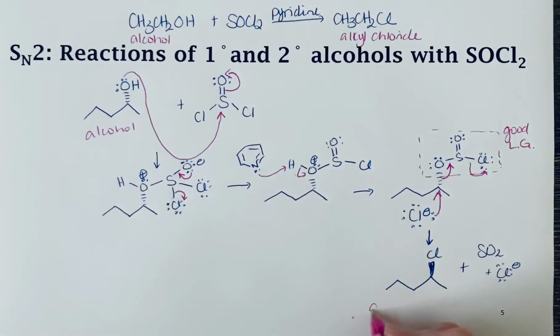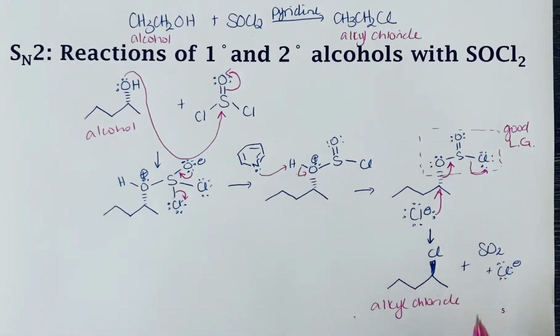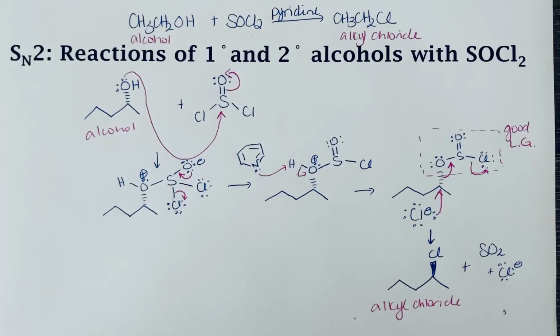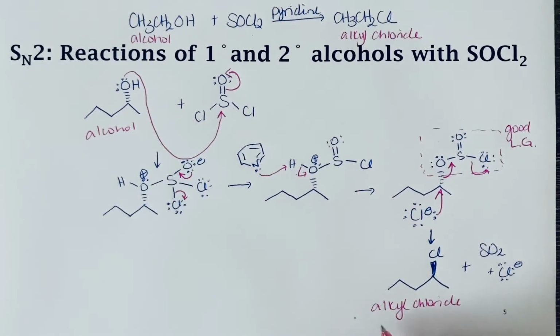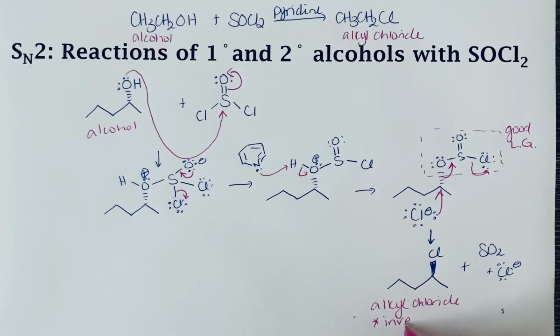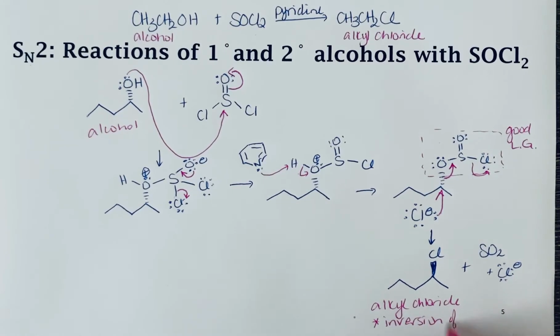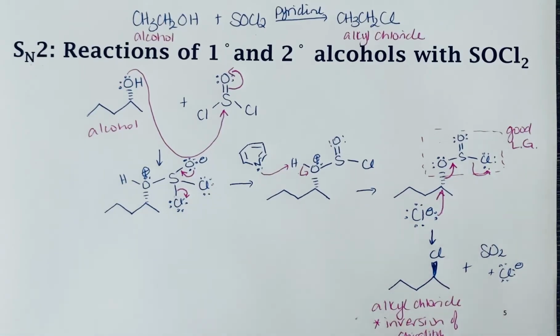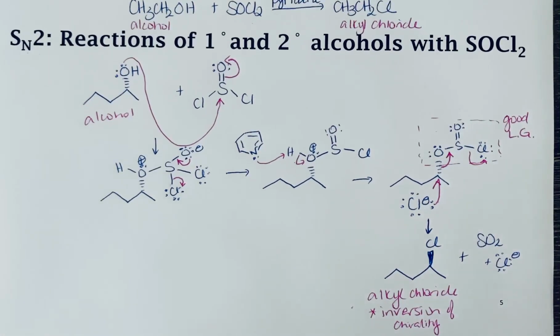we have made an alkyl chloride, and the alkyl chloride now can undergo further substitution or elimination chemistry if that's what we're looking for. And specifically, because it's an SN2 reaction, we have seen inversion of that chiral center. So we see inversion of chirality if this reaction happens to take place at a chiral center.